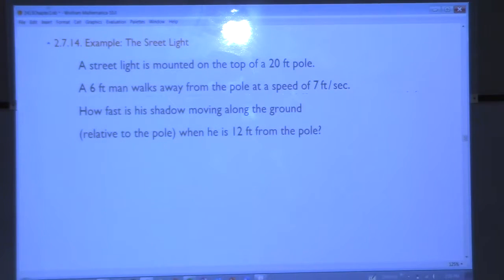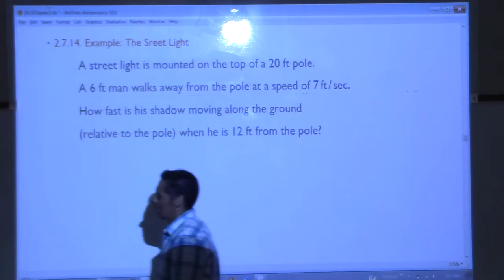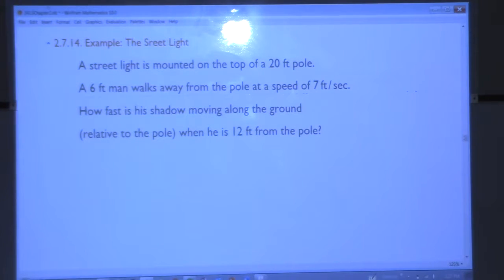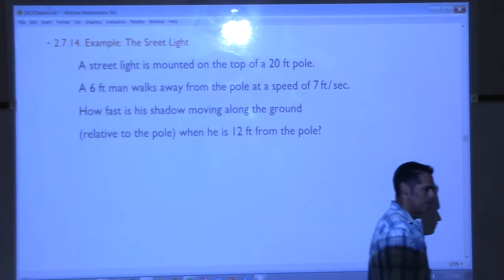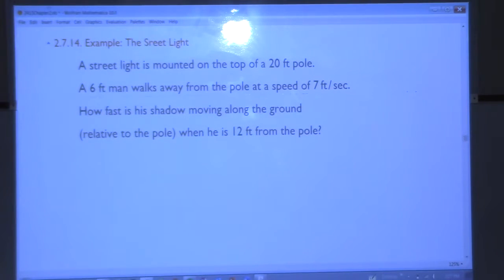Seven feet per second seems like a pretty brisk walk, doesn't it? Or no? 7 feet per second? That's moving pretty quick. All right, this is completely different than anything we've done, right? This is very different. No spheres, circles. This is different. What's that? Cylinder.